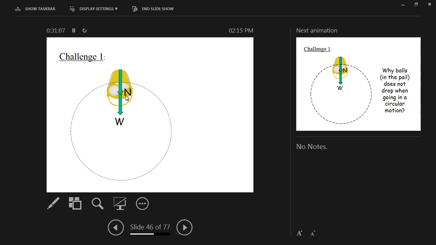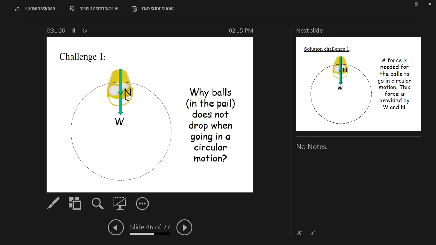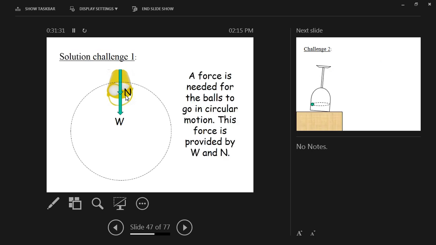Okay, so with that, I actually completed all the concepts that you need to know for circular motion. So now we take a look at how we are going to use the concepts to answer the first challenge. Challenge one. We have the ball and the pail in the upside down position when it's at the highest point. So why is it that the ball does not drop when going in a circular motion? Because to go in a circular motion, a force is needed for the ball to change velocity. For an object going around in a circular motion, the direction is changing all the time. So you need force to do that.